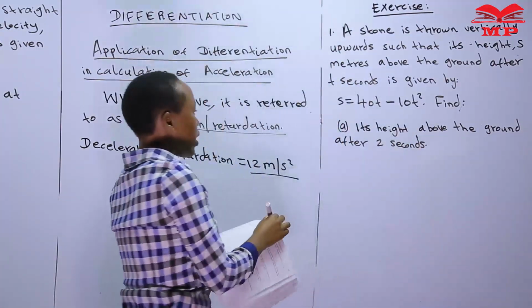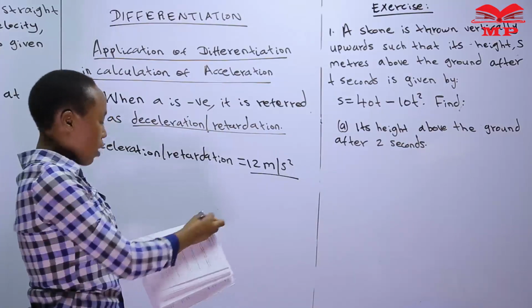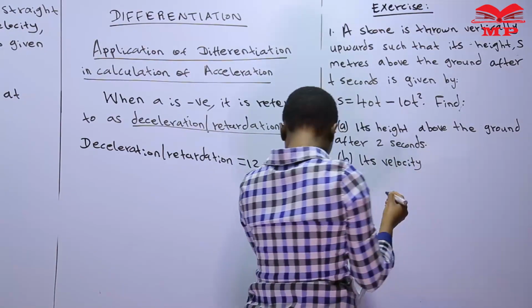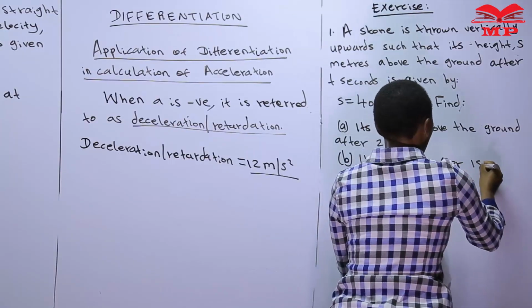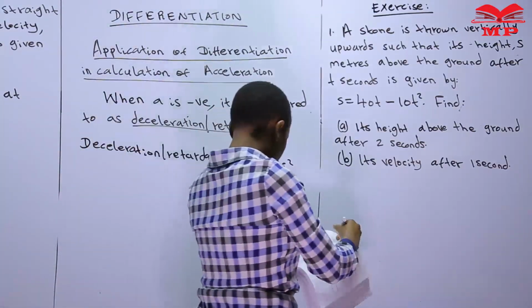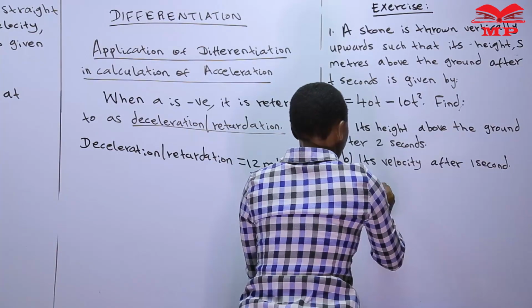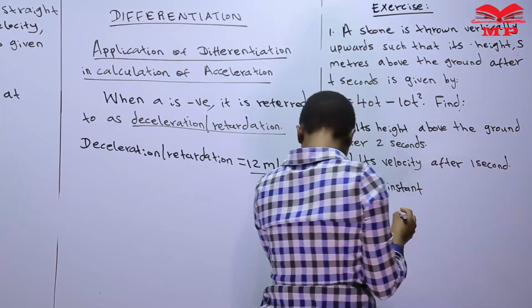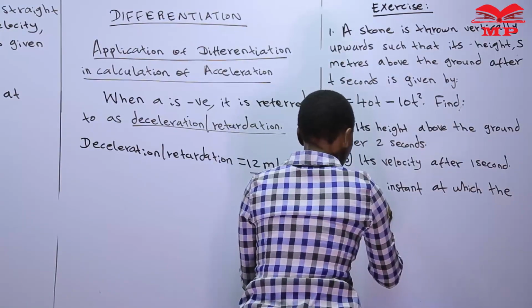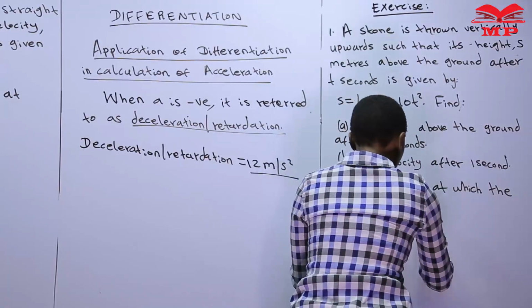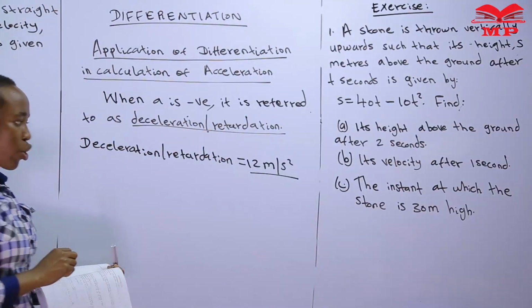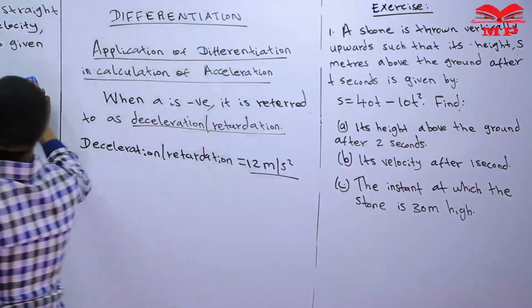So that's the first one. Calculate the distance or the height above the ground after 2 seconds. Then part B, its velocity. You calculate its velocity after 1 second. Finally, number C, you calculate the instant at which the stone is 30 meters high. So whenever you hear of the instant, it simply means the time at which the stone is 30 meters high.